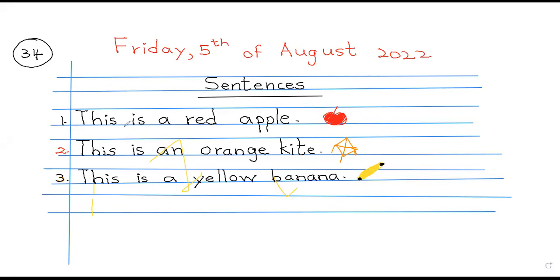Then make sentences on your own. This is a red apple, this is an orange kite, this is a yellow banana. Likewise, how many sentences do you want to write? Want to write 10 sentences. 10. When you write sentences, yes, leave a line and write. Write sentences.